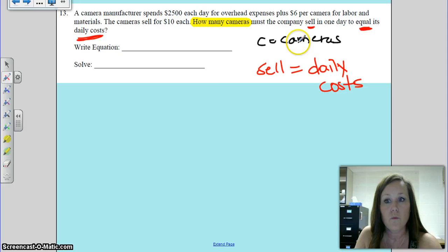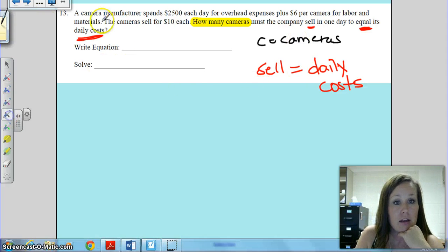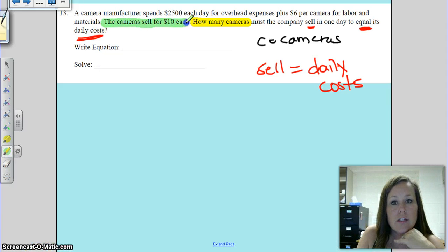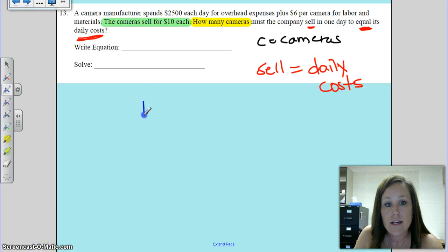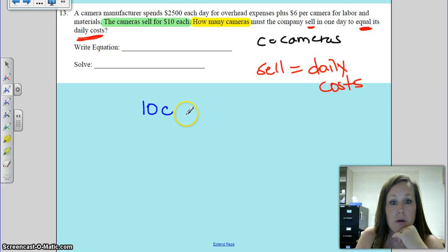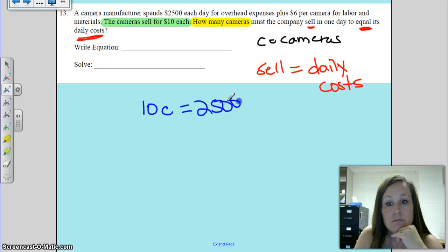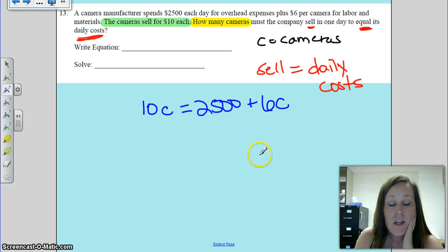So let's look at this. What do I know about selling cameras? Well, the company right here, I'll highlight in green, I know that cameras sell for $10 each. Algebraically, that looks like this: 10C, because every camera I'm going to multiply by 10 bucks, equals $2,500 a day. And then I'm going to also have to pay $6 in labor. So that's my equation.